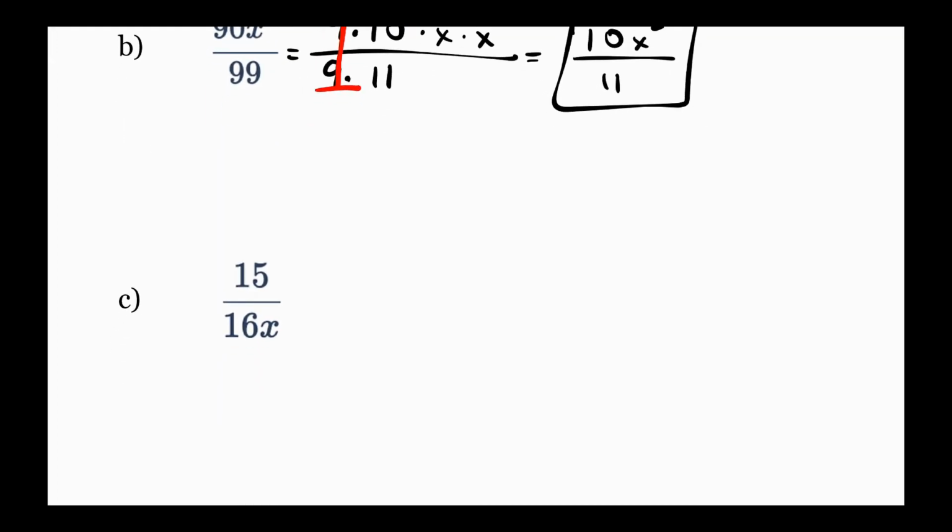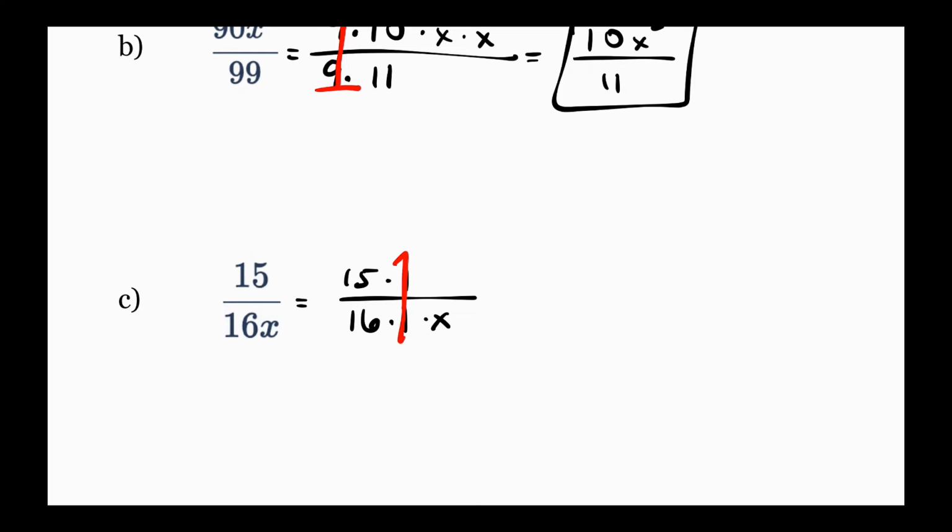Letter C. 15 and 16. What's the greatest common factor? What is the biggest number that goes into 15 and 16 evenly? 3 goes into 15. It doesn't go into 16 evenly. 4 does, and 8 does, but those don't go into 15 evenly. 1 is the biggest, right? So it's just 15 times 1 and 16 times 1 times x.